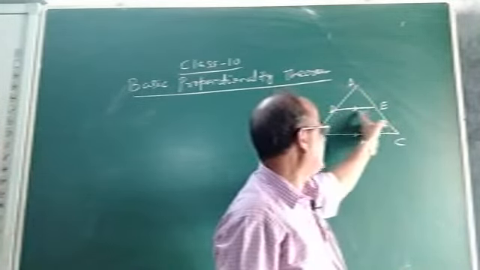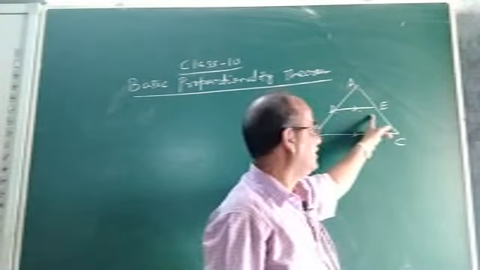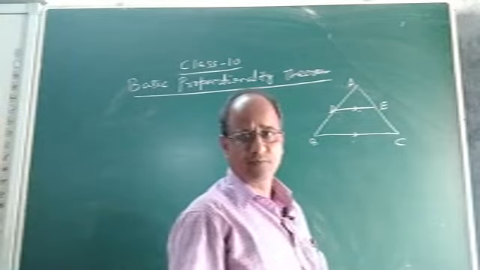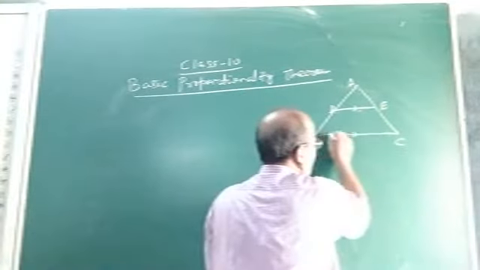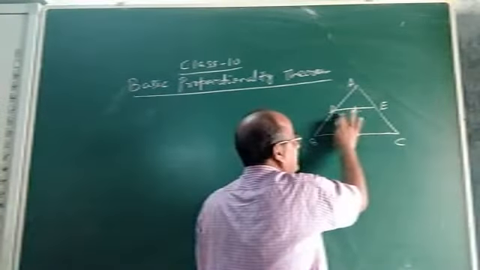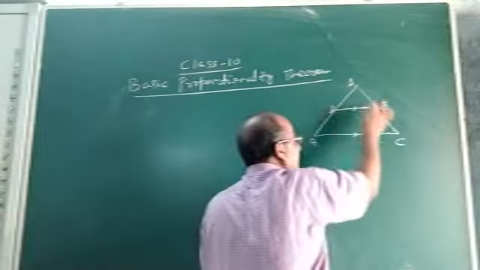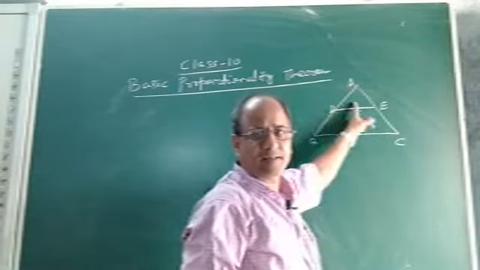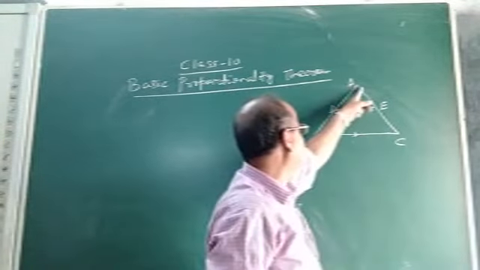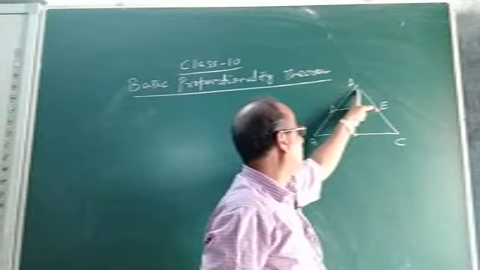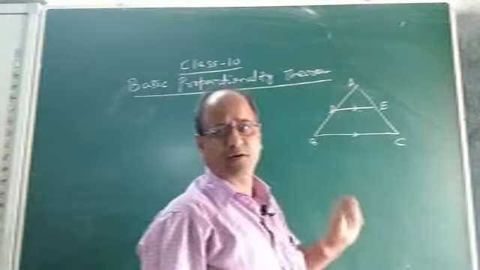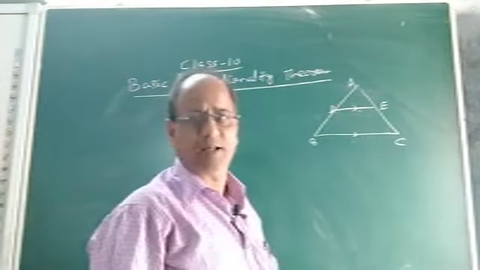That means this line segment DE divides the sides AB and AC in the same ratio. If DE is parallel to BC in triangle ABC, you have to prove that DE divides the two sides AB and AC of this triangle in the same ratio. So what does it mean? It means we have to prove that AD by DB equals AE by EC. So how to prove it? This important theorem is known as the basic proportionality theorem or Thales theorem.